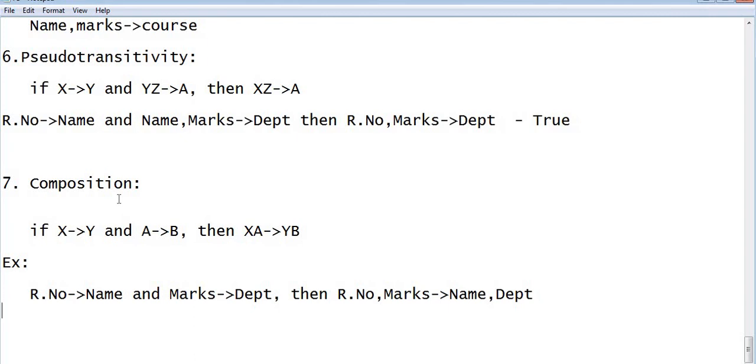So using these rules, we can find out the functional dependencies in the table. These rules are very important to find the functional dependencies in the relations. Okay, so these rules are very helpful to design the normalized table.